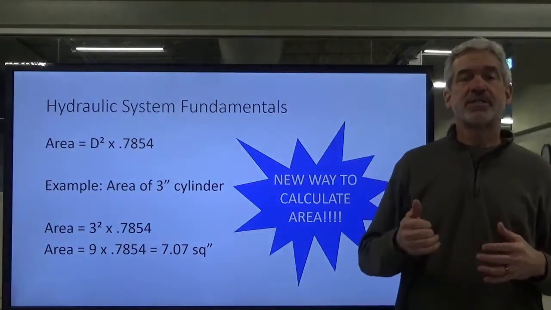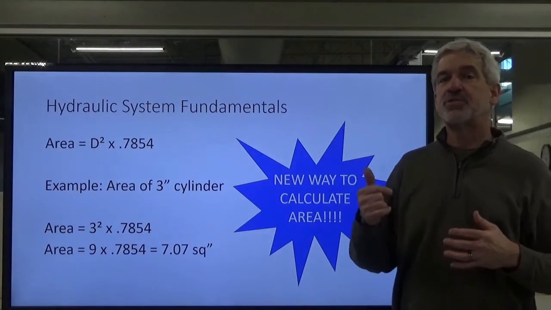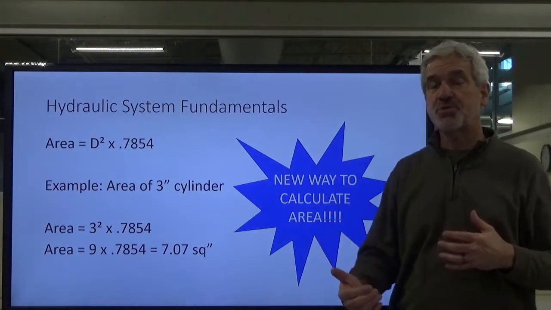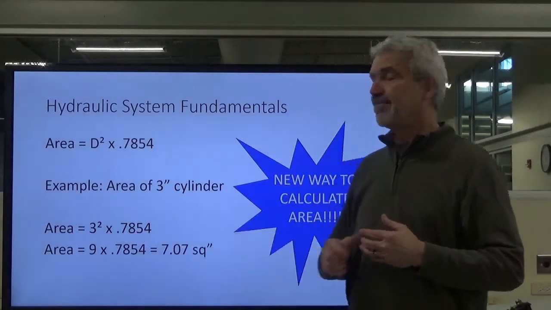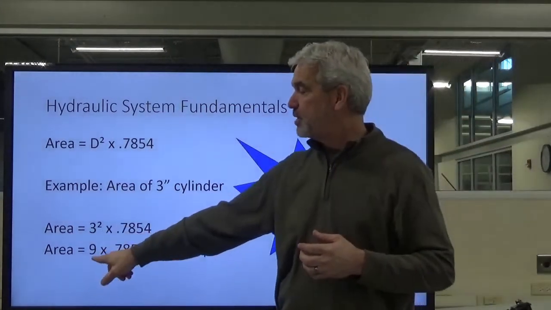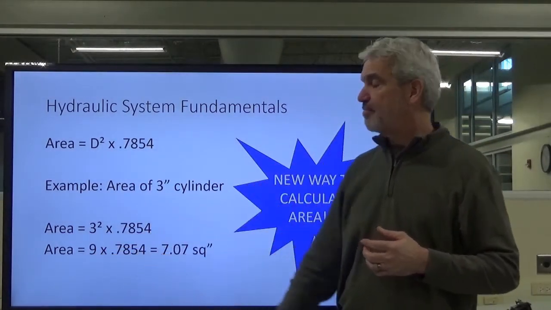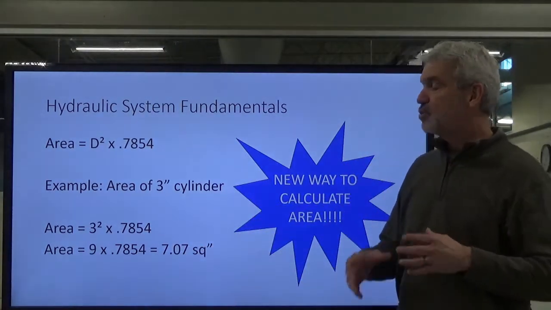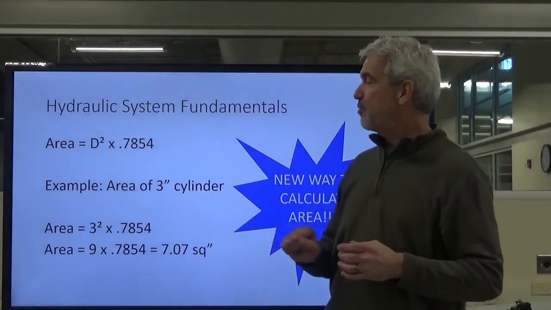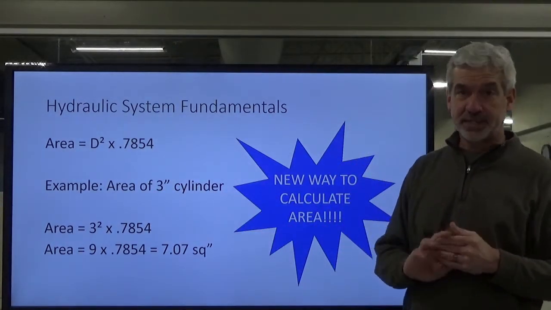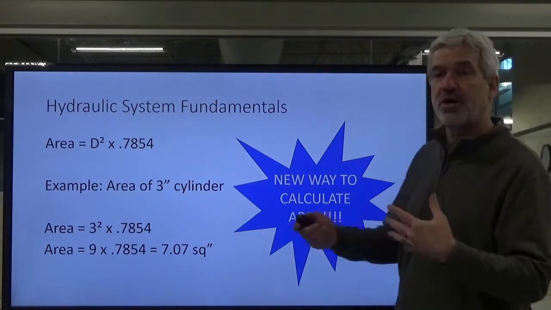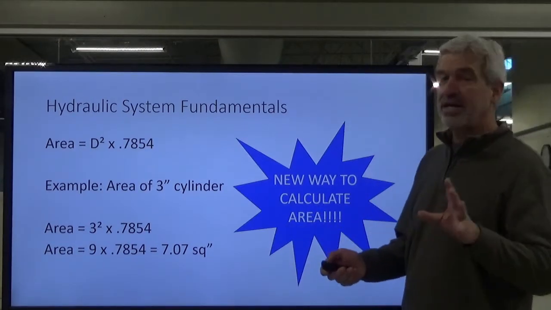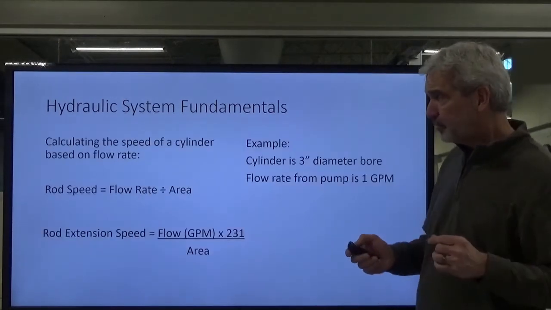Remember, 3 is not multiplied by 2, it's 3 by itself, so it's 3 times 3. We multiply that by 0.7854. 3 squared, 3 times 3, is 9, times 0.7854, and you come up with 7.07 square inches for a 3-inch diameter cylinder, okay? So that's the new way I want you to start using to determine your area. It'll make things easier for you too, okay?